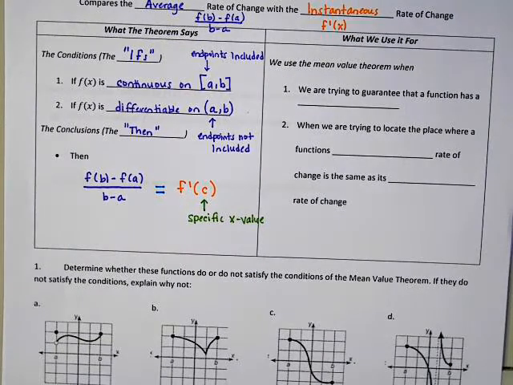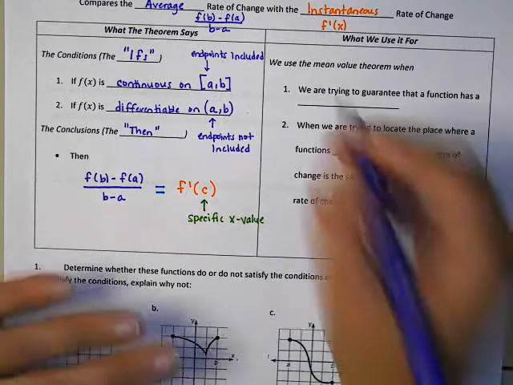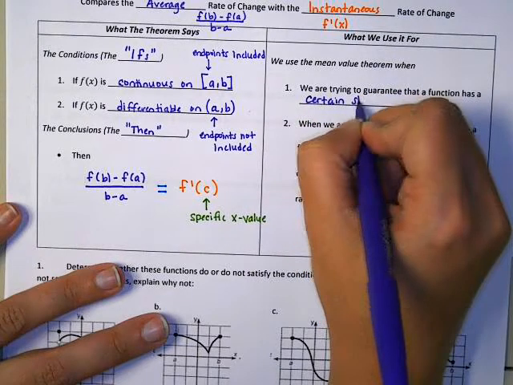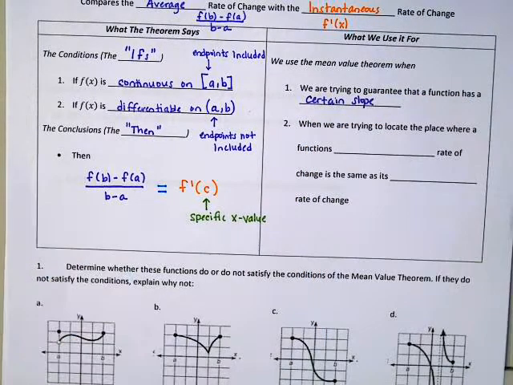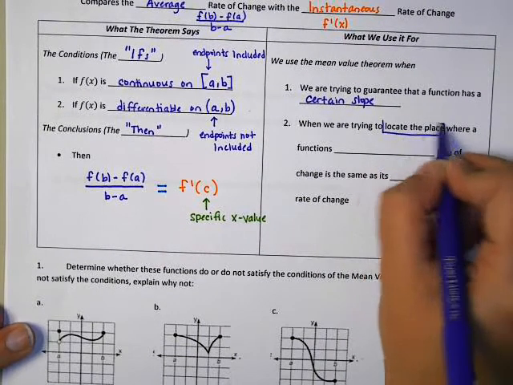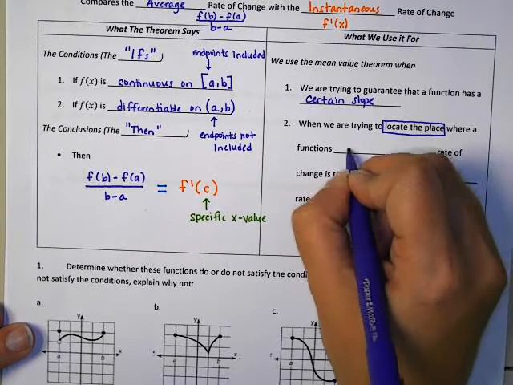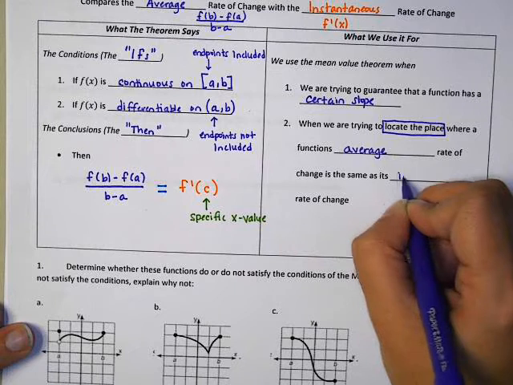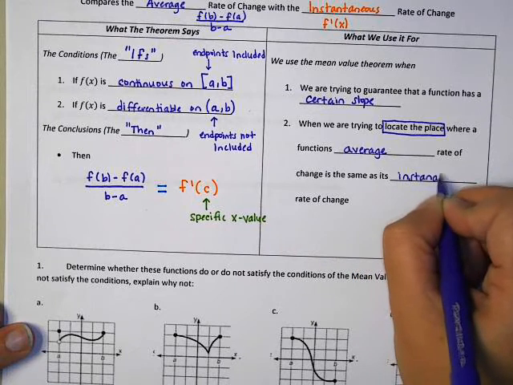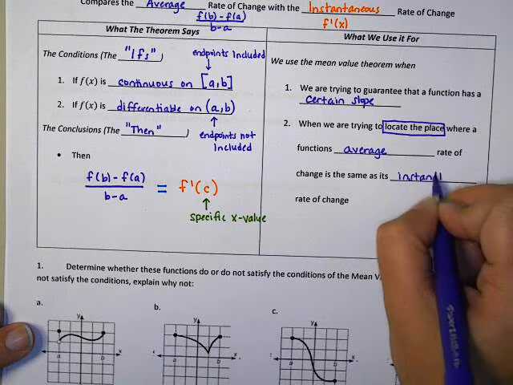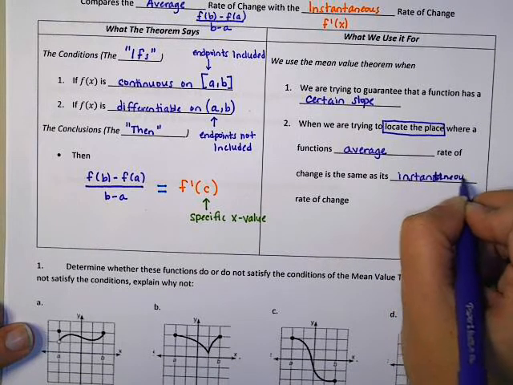We use this when we are trying to guarantee that a function has a certain slope. We also use this when we are trying to locate the specific place where a function's average rate of change is the same as its instantaneous rate of change. Instantaneous, there we go, I can spell.